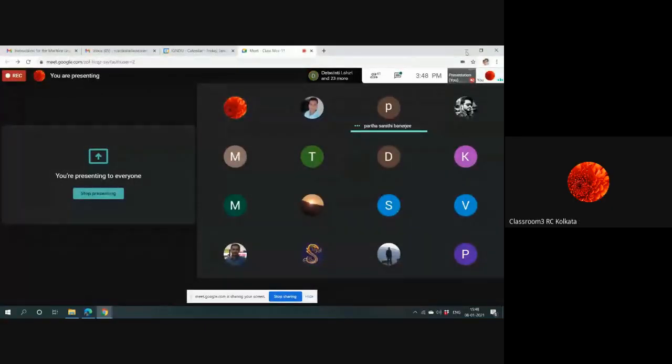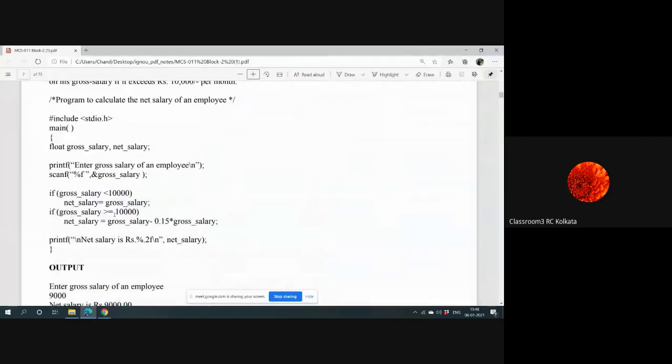Okay, one second. You said it correctly. As we are calculating the net salary as gross salary minus 0.15 times gross salary. Why is it 0.15? 15 by 100. So I know that whatever the gross salary, the answer will come in fractional form. So given that, the gross salary and net salary are both float variables. Now, what is the meaning of printf?